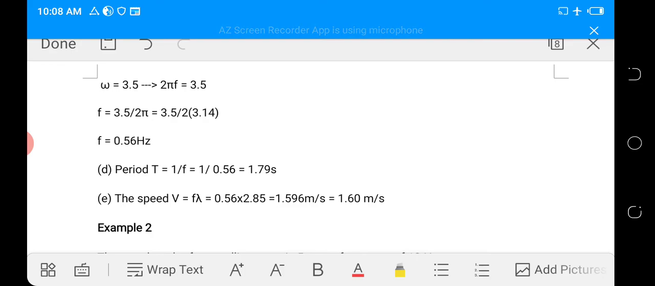Then D, they want me to find the period, and I know that period T is equal to the reciprocal of frequency. So 1 over f gives me 1 over 0.56, and that gives 1.79 seconds. Then moving to question E, where they ask me to find the speed, and the speed v is given by the product of the frequency and the wavelength. Since I've gotten the two, I will just need to multiply them. So frequency is 0.56 and wavelength is 2.85. Multiplying the two, I have 1.596 meters per second, which is approximately equal to 1.6 meters per second.